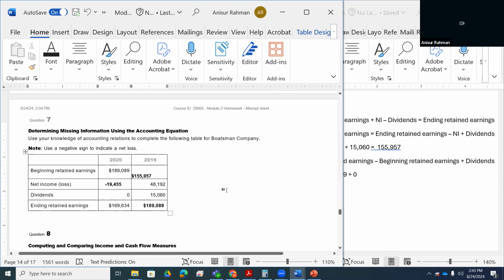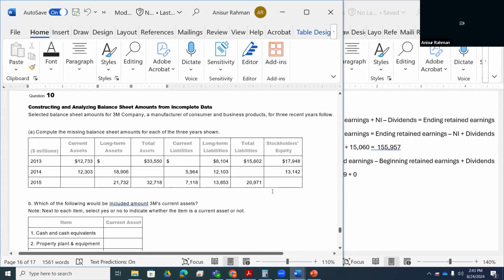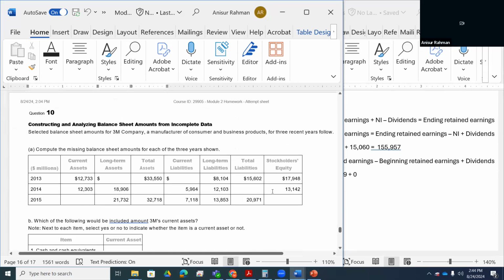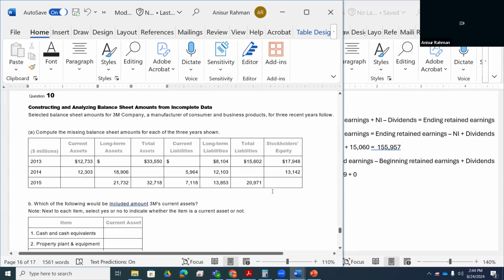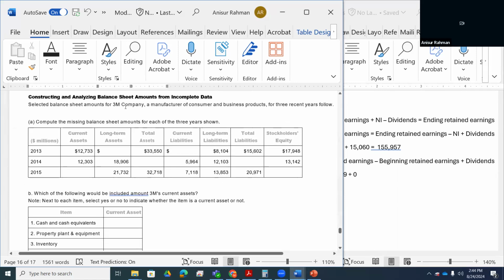So that is it for this question. Let me move on to the next one. I would like to go over question 10 in this document. Constructing and analyzing balance sheet amounts from incomplete data. Compute the missing balance sheet amounts for each of the 3 years shown.